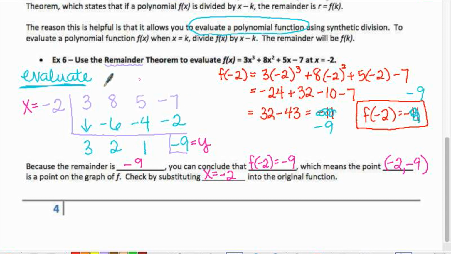I would much rather evaluate like this, and we're going to have to evaluate a lot more of these larger polynomials by hand. I would much rather do it like this, where I can do some simple multiplication and addition versus having to do exponents and multiplication and then negative numbers and all that fun stuff. Okay, so when it says use the remainder theorem, or it just says to evaluate, use synthetic division to evaluate. This is your x value, this is your y value.